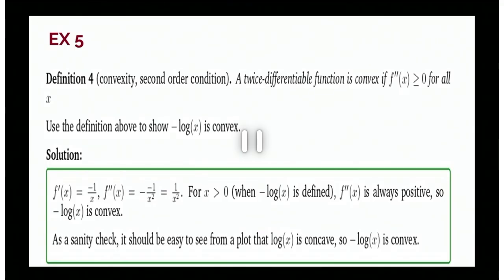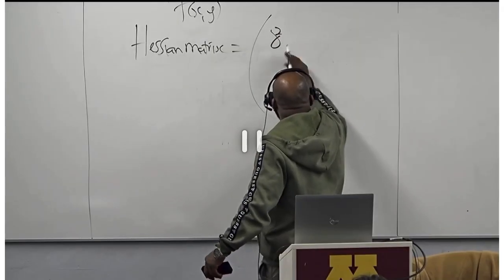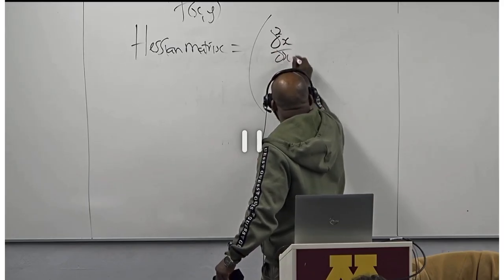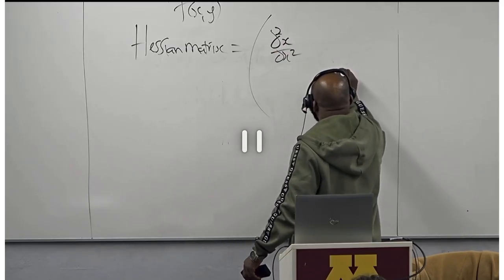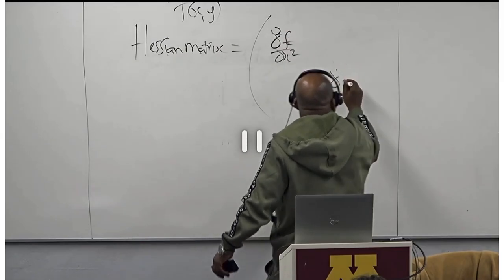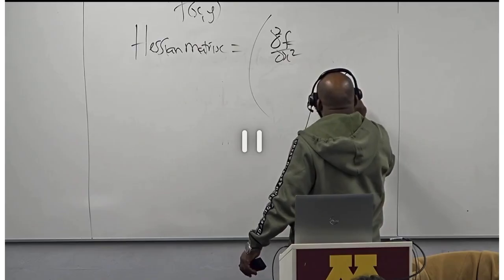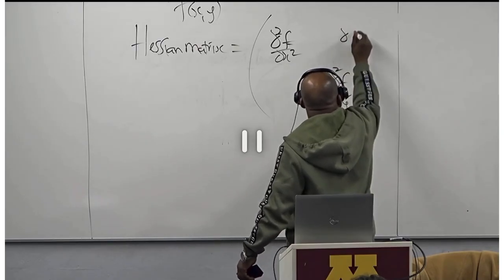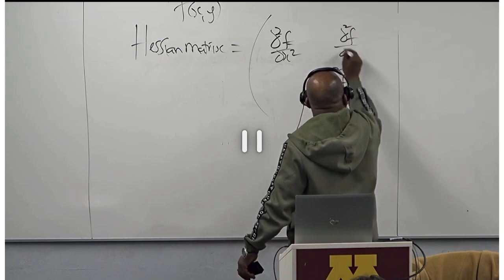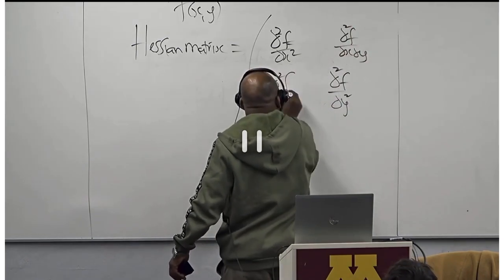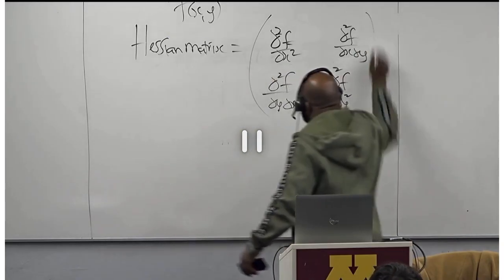If I have a Hessian matrix, what do we mean by Hessian matrix? If I have f of x, y, my Hessian matrix is going to be the second derivative with respect to x squared here, the second derivative with respect to y squared here, and here the mixed partial derivative of x and y that I have in this. Has anybody seen this before?